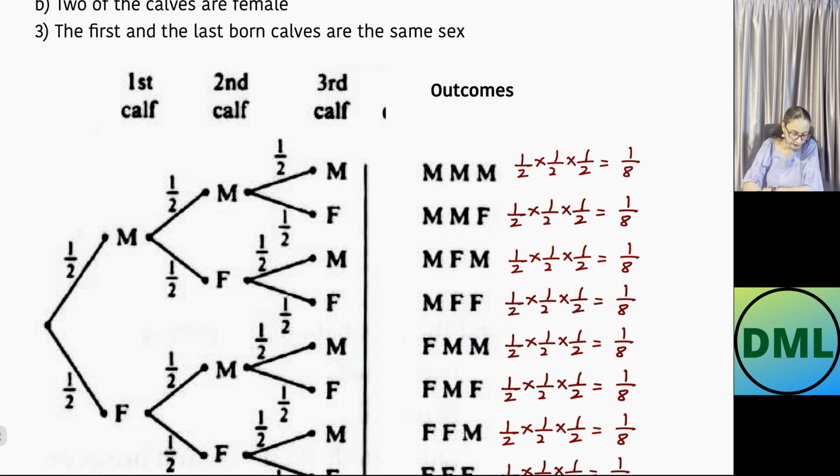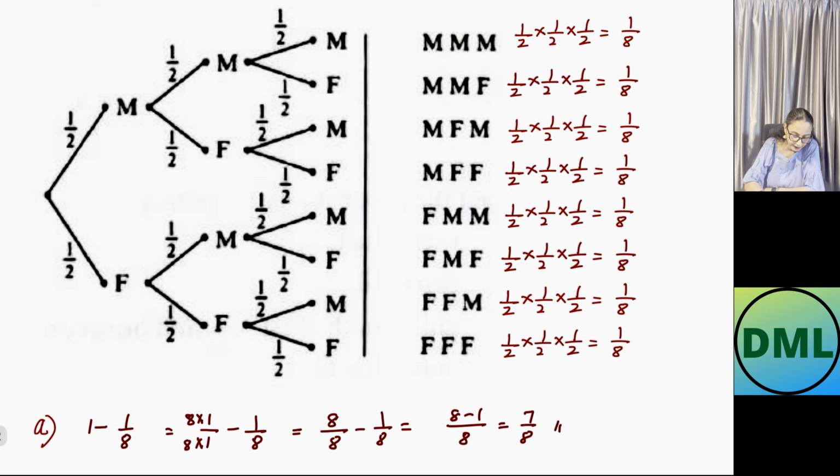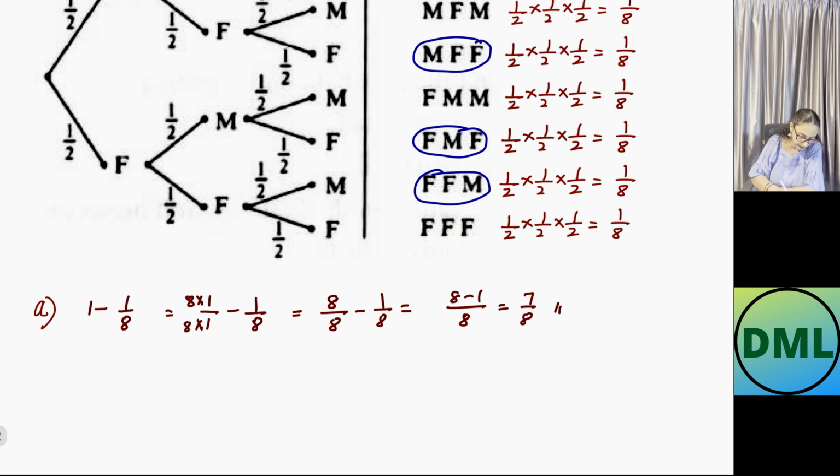Let's see the next question here. Two of the calves are female. So I need to look for two calves which are female. Let's see the options here where I have two calves which are female. Let's circle that: two calves female, two calves female, and two calves female. That's it. We have 3 options. So my answer will be 3 times 1/8. Let's write down the answer here for the B part. The B part will be 3 times 1/8. My answer is 3/8. That will be your answer for this part.